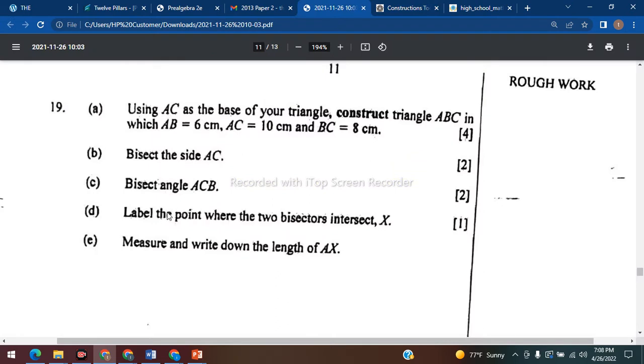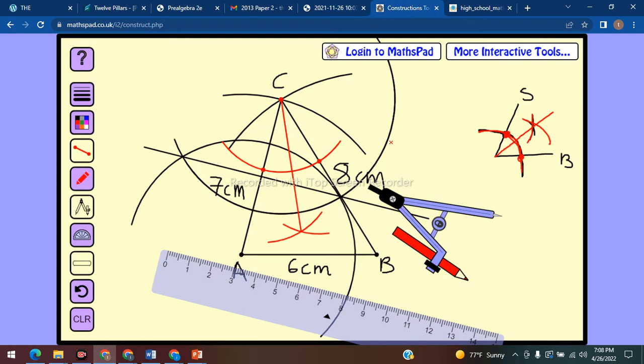They want us to do something else. They say label the point where the two bisectors intersect X. So the two bisectors need to meet. The bisector of the line and the bisector of the angle must meet, and they meet at the same point. They meet right here at this point. And what should we call this point? X. So they want us to call this point X.